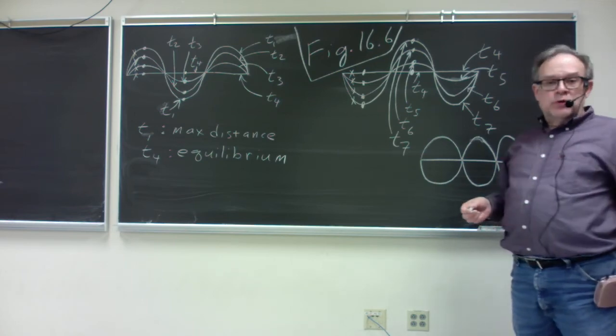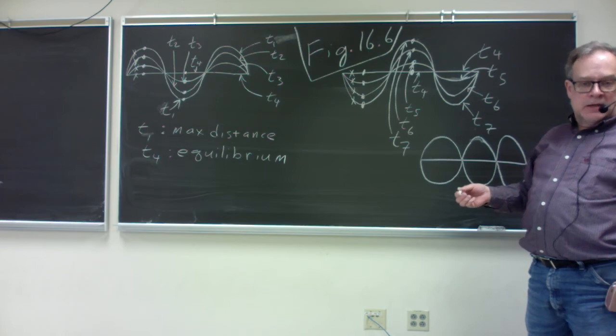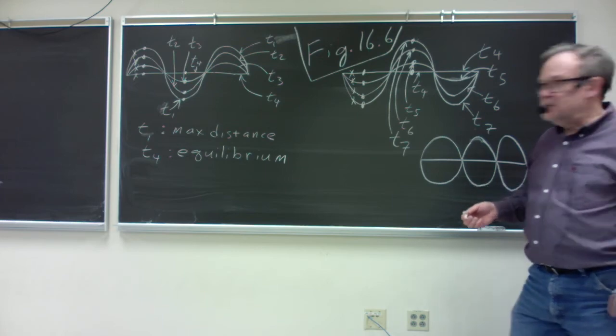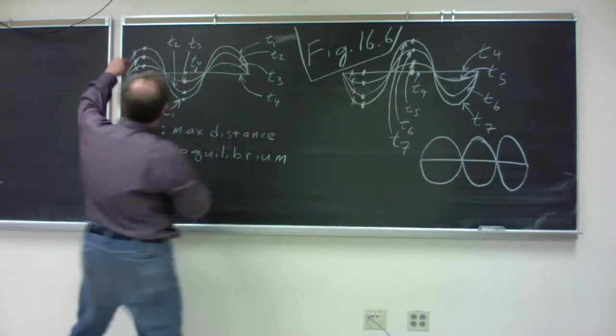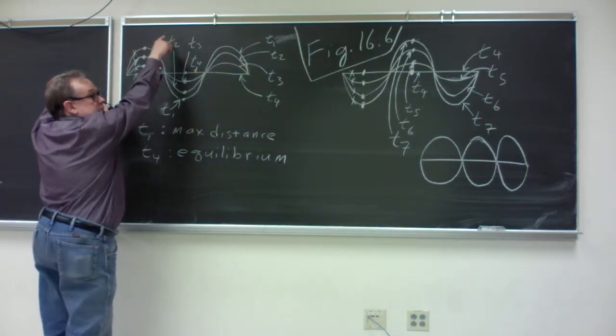So what do we see? Just take a look at the dot pieces of the string. In one half cycle, the dot pieces will have moved like that.